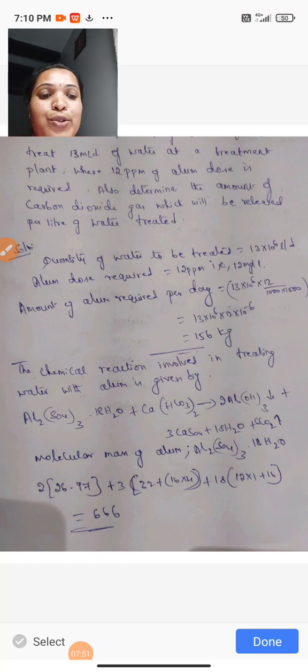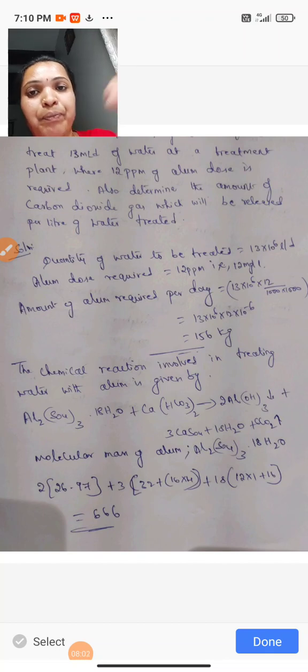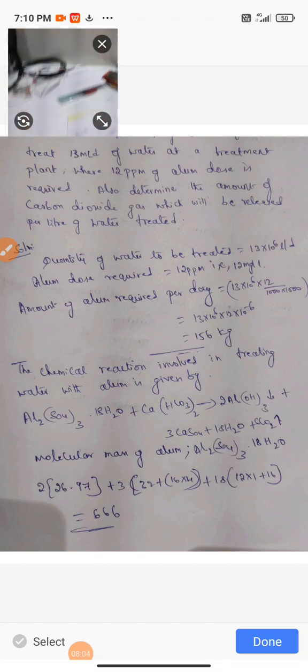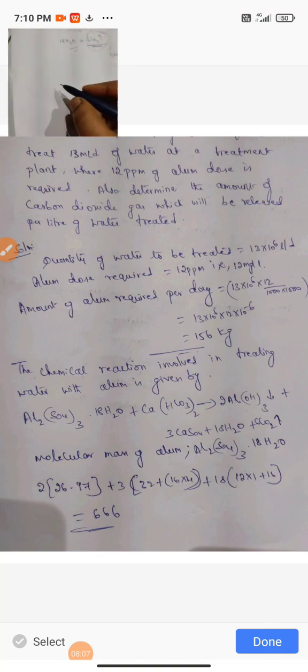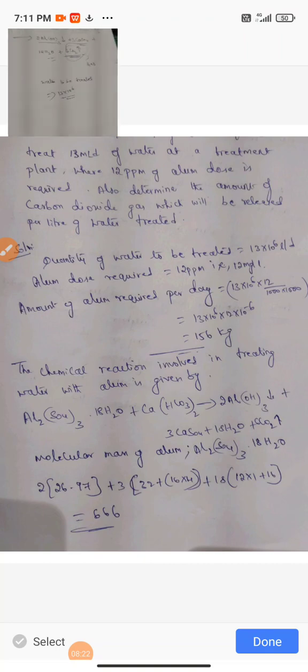Okay, so to treat 13 million liters of water, how much quantity of the alum is required? First we have to determine, to treat 13 MLD of water, that means the water to be treated is equal to 13 into 10 raised to 6, that is 13 million liters. So how much quantity of the alum is required?